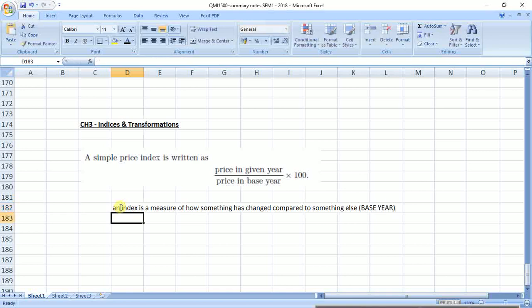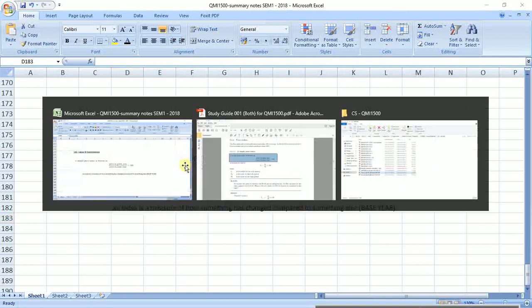Okay, they always look at a base. So like with CPI, the base is a specific year. And then every year thereafter references the base. Okay, so that's what you're looking at here. So what is an index? It's just a measure of how something has changed, over time.